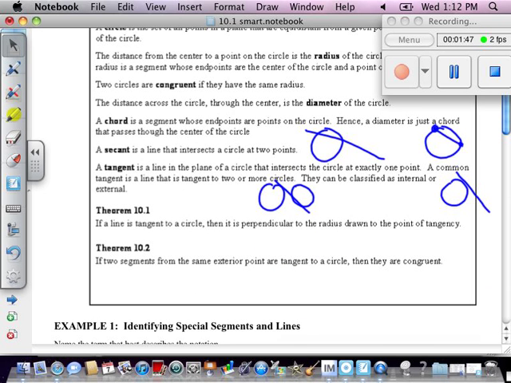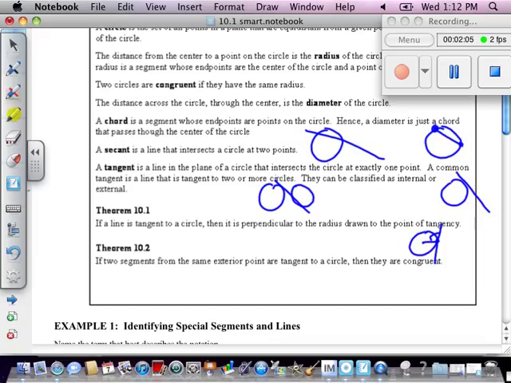If a line is tangent to a circle, then it is perpendicular to the radius. So if we have a point, if a line is tangent to a circle, so that means it goes through 1 point, it must be perpendicular to the radius, always. It means it must form a 90-degree angle.